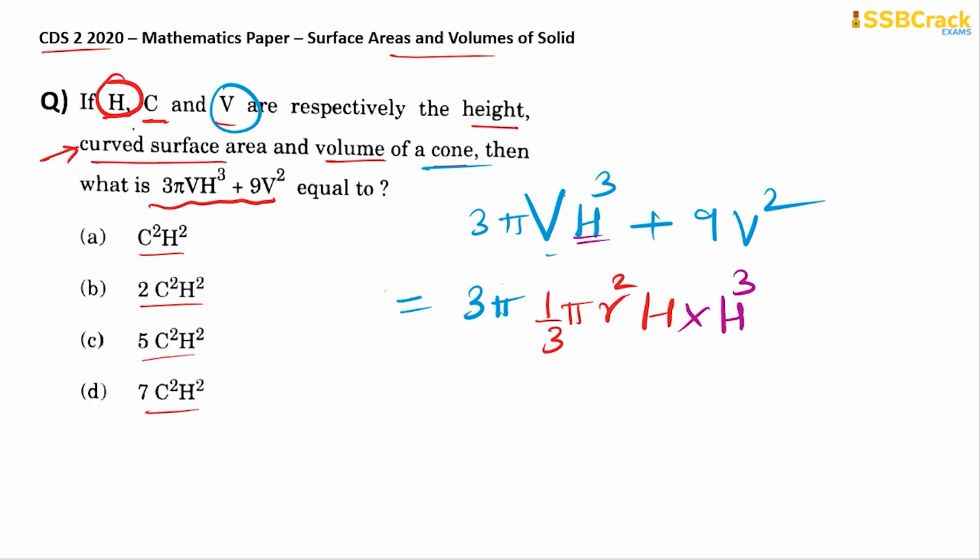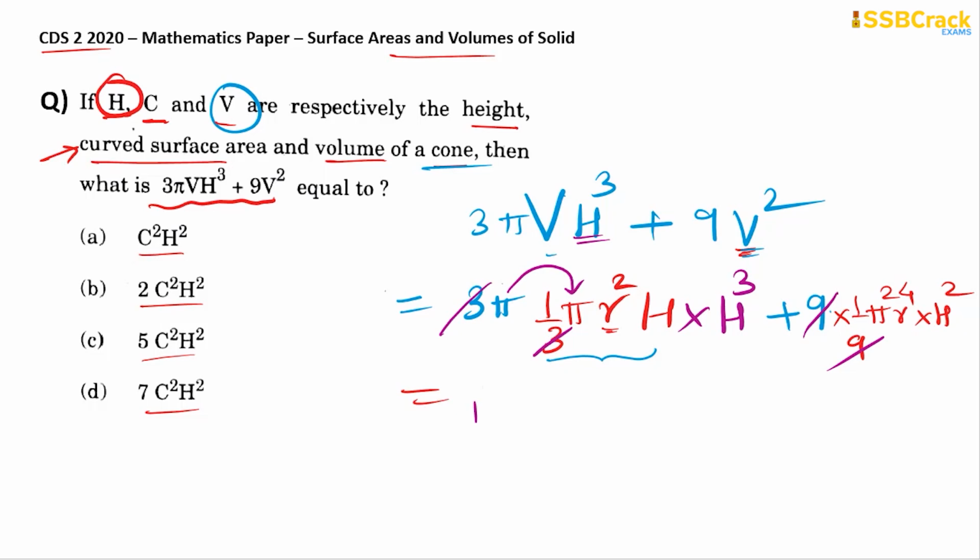Now this is plus 9 times V square, where V is again the volume of the cone. The V formula I have written already, so now I write its square: 1 by 9 pi square r to the power 4 h square, because r square is in the formula, and V square means r square squared, r to the power 4, into h square. Let's see the simplification now. This 3 cancels, here 9 cancels, and pi into pi gives pi square r square capital H to the power 4 plus pi square r to the power 4 h square.